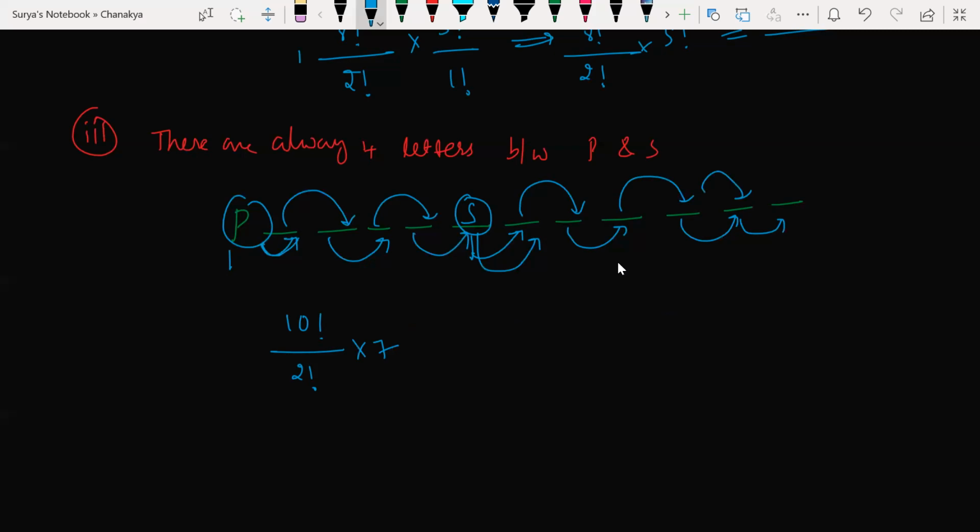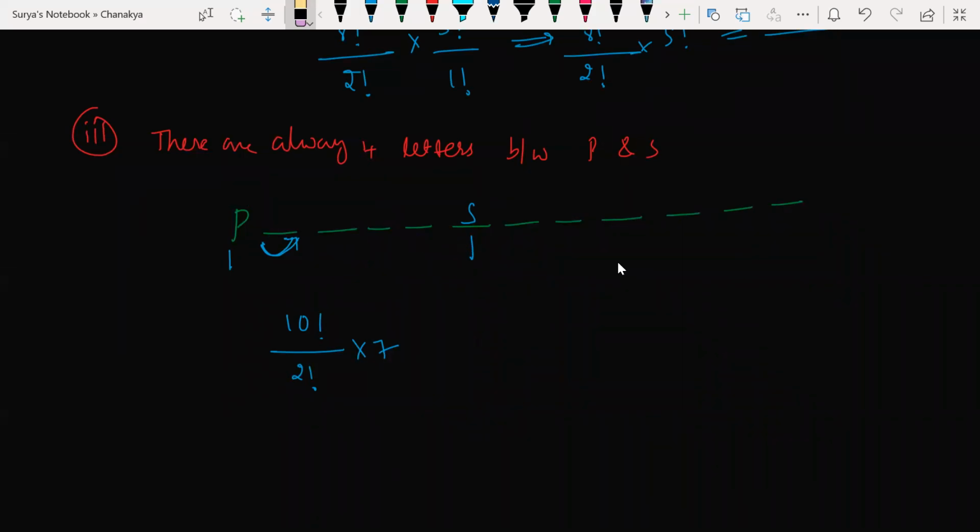Understood my point? People, did you understand or not? How I wrote 10 factorial by 2 factorial into 7. What is the reason behind writing 7 there?